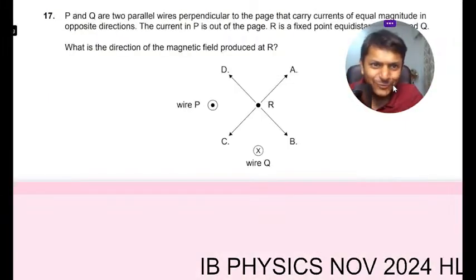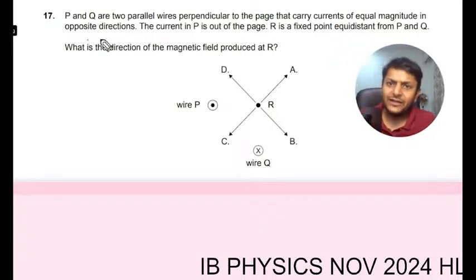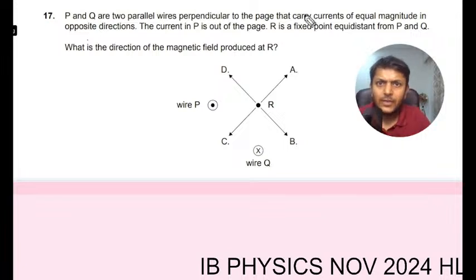Okay, dear student, let's see what is there in this question now. P and Q are two parallel wires perpendicular to the page that carry currents of equal magnitude in opposite directions. So this dot means that current is coming out of the screen, and the cross at Q means that current is going into the screen. So these two have equal magnitude and they are perpendicular to the screen.